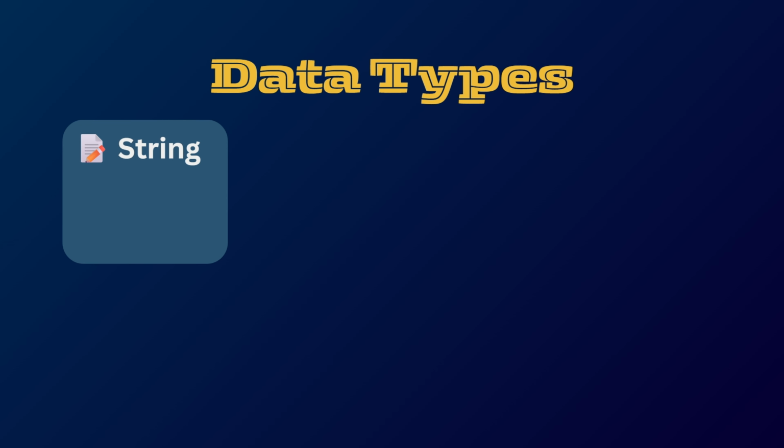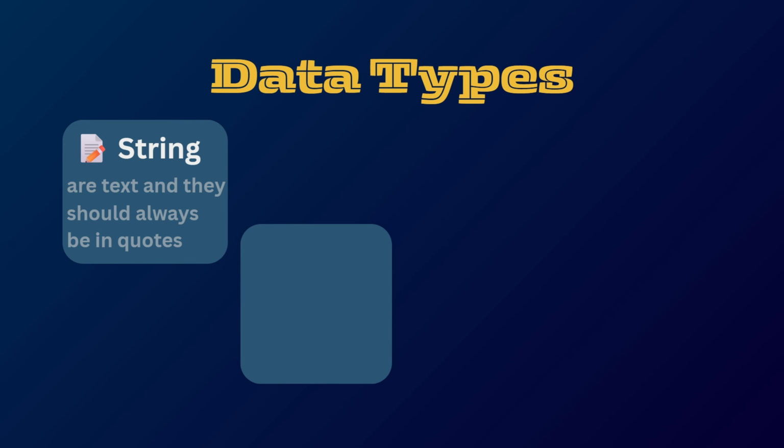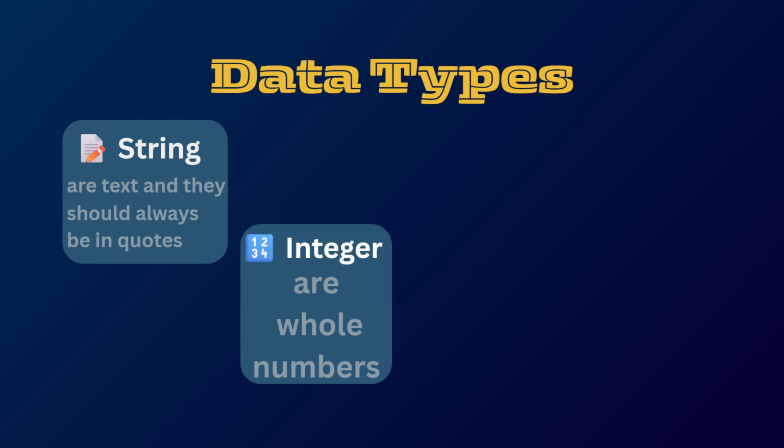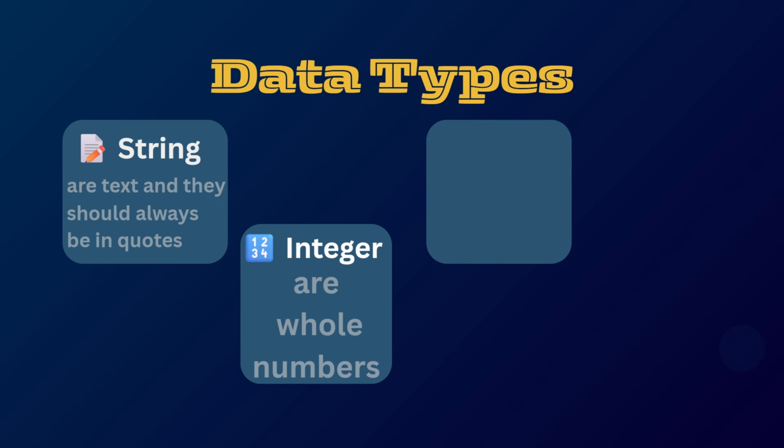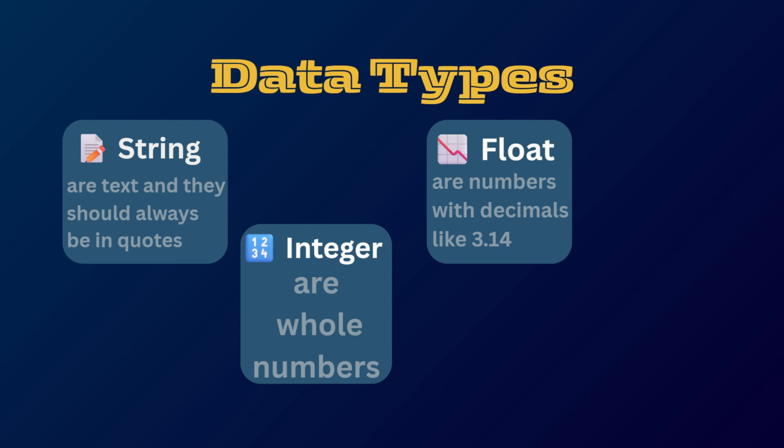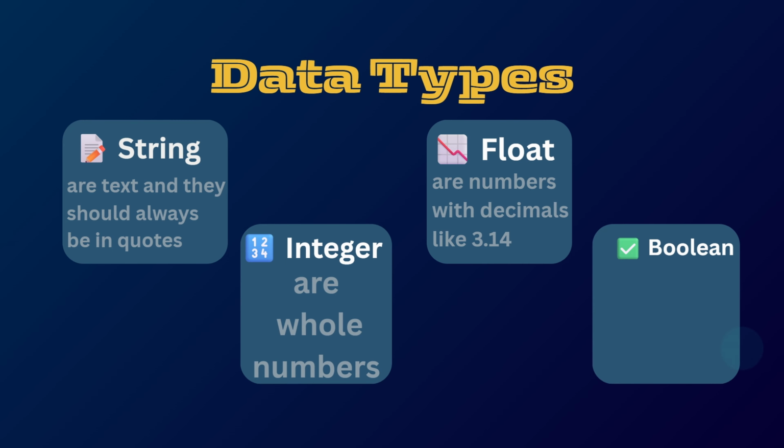First we have strings. Strings are text and they should always be in quotes. Next we have integers. Integers are whole numbers. Then we have floats. Floats are numbers with decimals like 3.14, 2.9935, 27.35. Then we have booleans. Booleans are nothing but true and false.